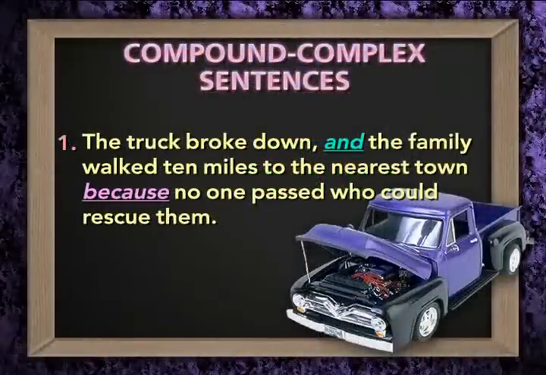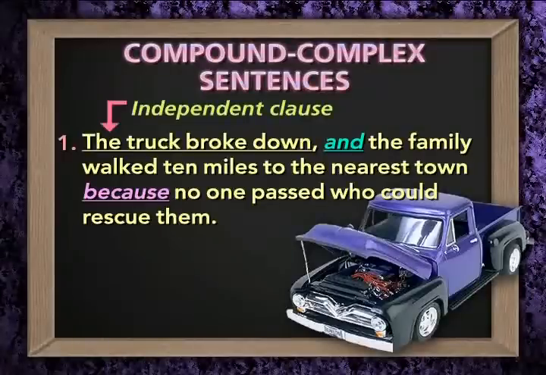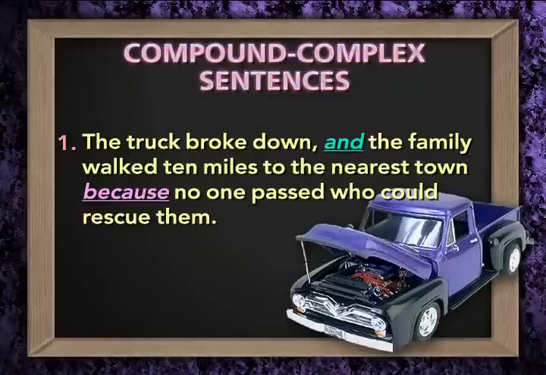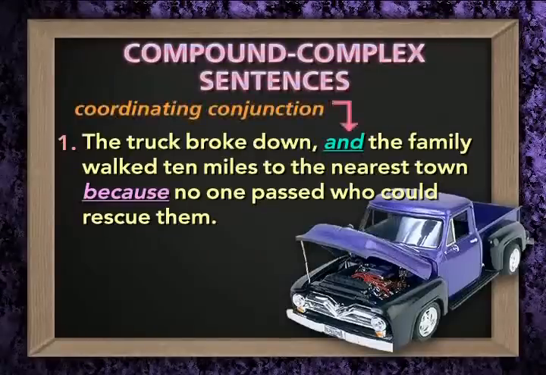Answers. Let's take a look at these. Number 1, the truck broke down and the family walked 10 miles to the nearest town because no one passed who could rescue them. The truck broke down is an independent clause. My next independent clause is the family walked 10 miles to the nearest town. So I've combined my 2 independent clauses with my coordinating conjunction and. That gives me my compound sentence.